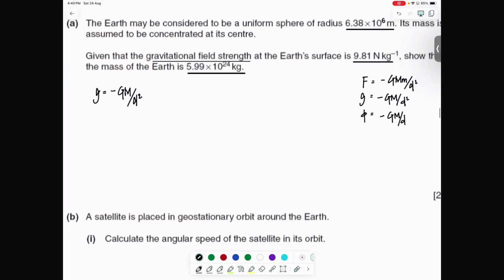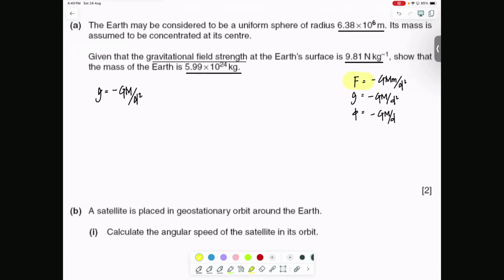There are no other equations in your syllabus. Yes, there's one more that you can derive, but it's not officially an equation. That's T squared equals 4π²r³ divided by GM, the time period one, okay? But that's usually asked to derive in your exam. So g is 9.81, so I can take minus 9.81 here, equals to minus, what's that capital G?